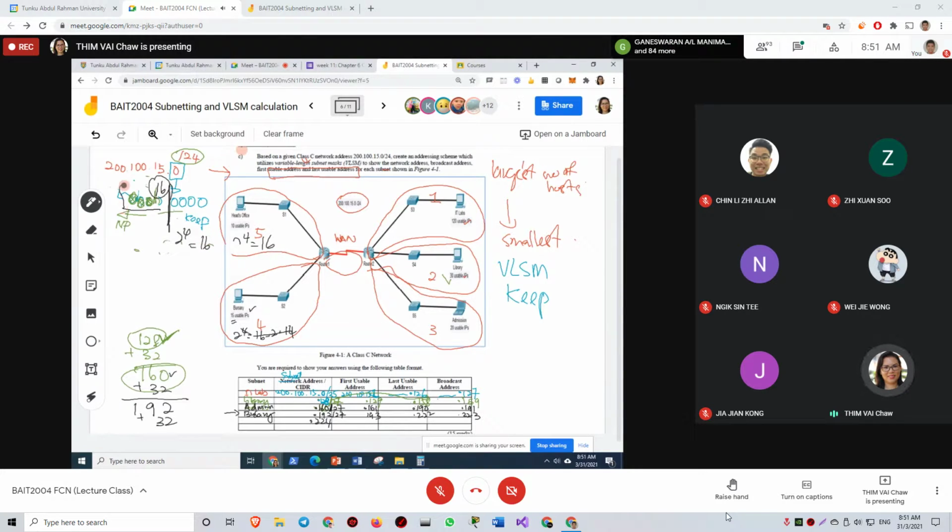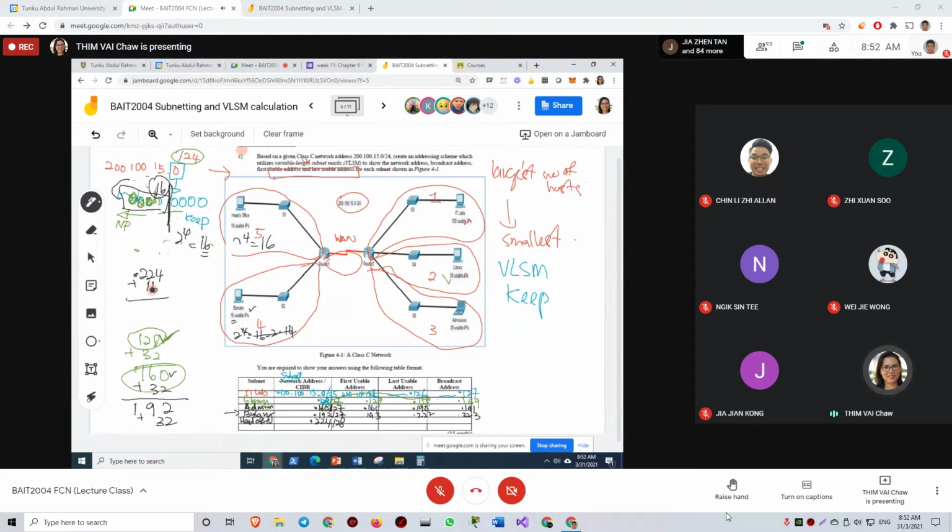So these 4 bits I don't want for the host, I'm going to give to the network portion. So 24 plus 4 here will be a /28. Okay, used for head office. So you know that you keep 4 bits, you have 16 addresses. So now you have 224 as your network address, one of your network addresses.